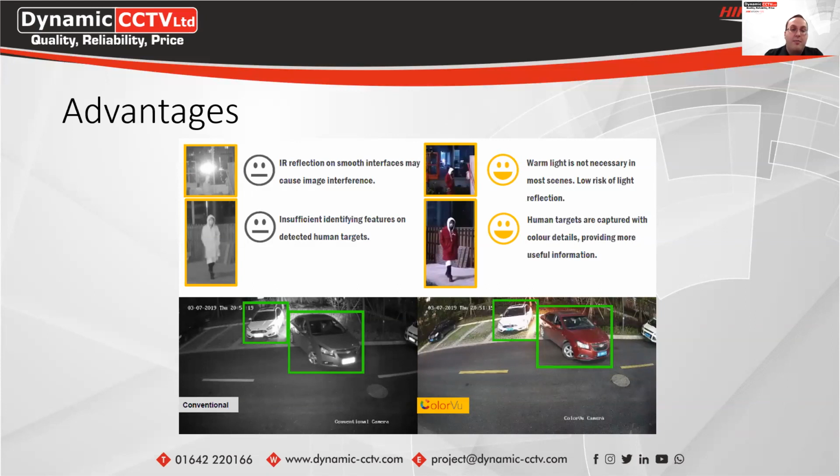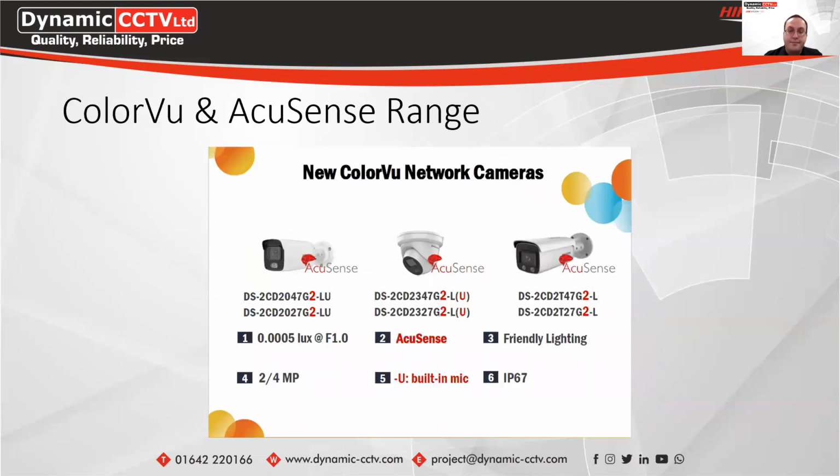So the images are a lot more usable. You can see what colour a vehicle is, what colour clothes someone's wearing. It makes it a lot easier to try and identify someone or an object within the footage on nighttime images from the ColorVu and Acusense cameras.